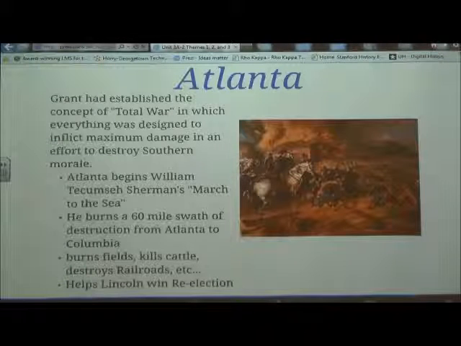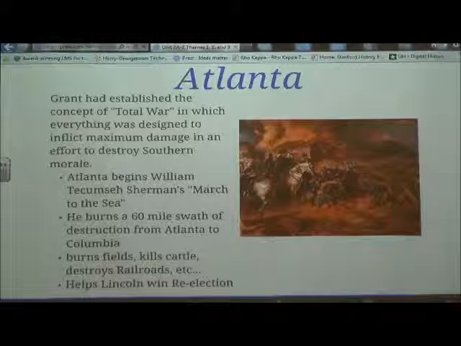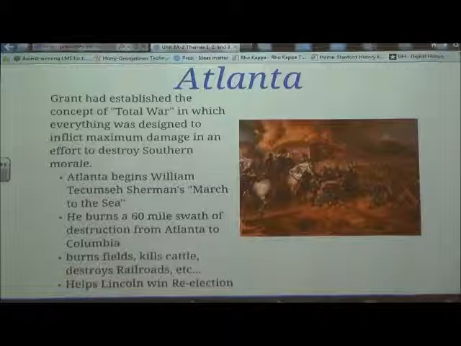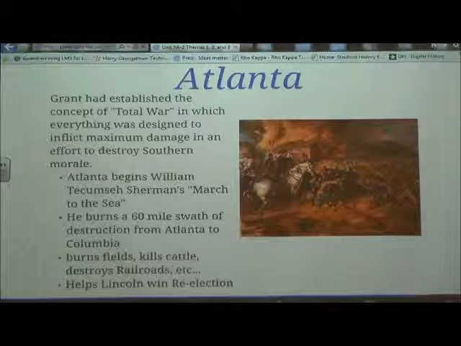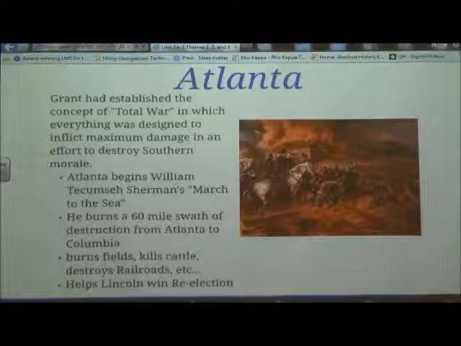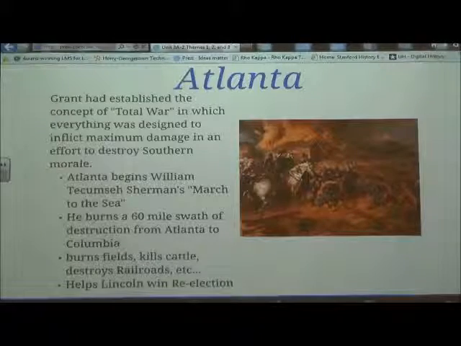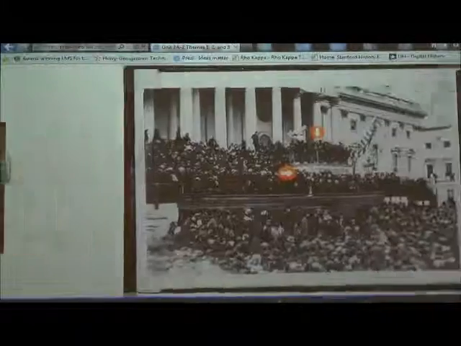He starts in Atlanta, and then William Tecumseh Sherman leads this march to the sea, which is a 60-mile swath of destruction from Atlanta all the way to Columbia, South Carolina. He burns fields, kills cattle, destroys railroads, burns homes, all that other stuff in order to destroy Southern morale. This helped Lincoln win election, this Battle of Atlanta. It was actually a closer election than what you'd think.